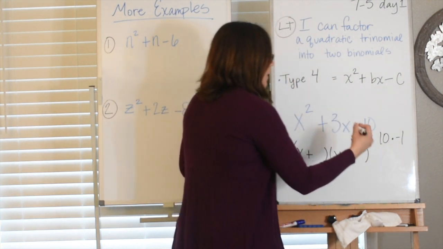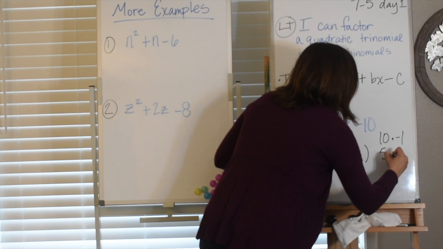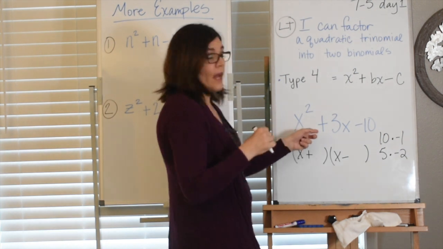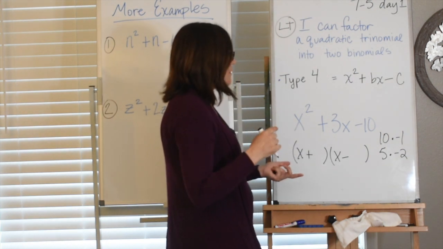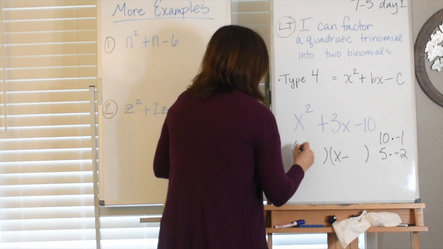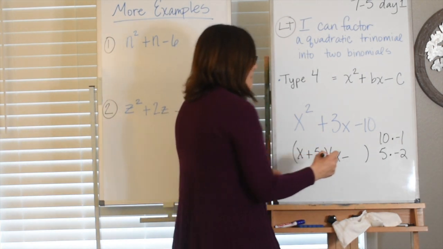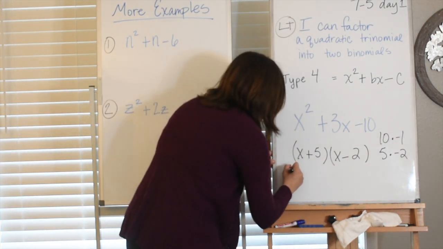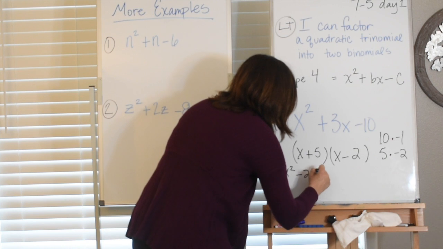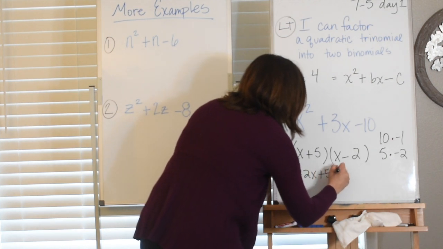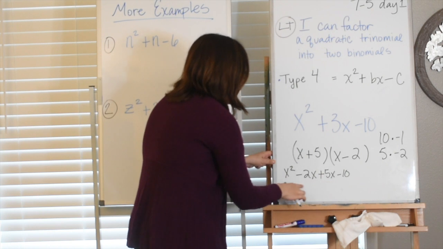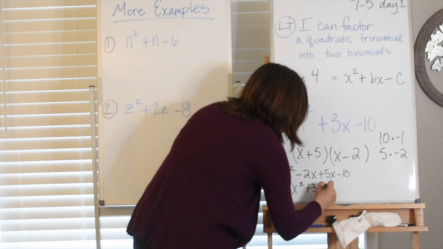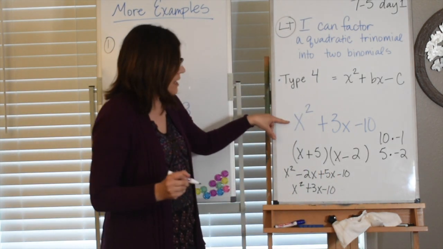And let's do 5 and 2, so positive 5 times negative 2 results in negative 10. And when I add those together, I get a positive 3x. So this is my correct pair. So it's going to be x plus 5 and x minus 2. If I were to FOIL this out, what would I get? Well, I would get x squared minus 2x plus 5x minus 10. When I add those two middle terms, I get x squared plus 3x minus 10, which is that trinomial.